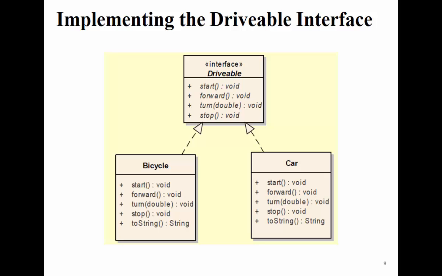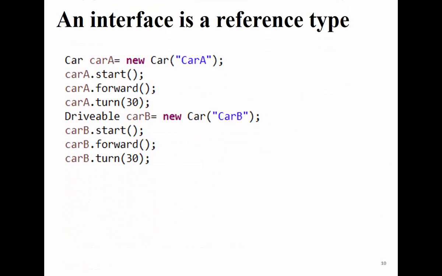Now this is the diagram explaining the relation between bicycle and car as classes with the interface drivable. So both car and bicycle implement the drivable interface. Now this is a test. We define a new car. We give it car A. We start car A, move it forward, and turn car A.